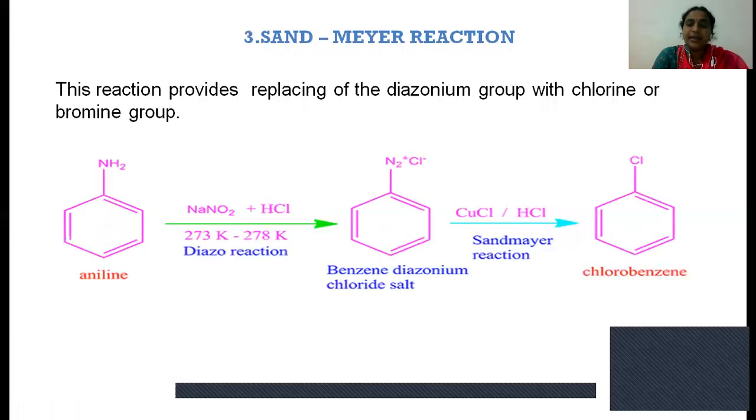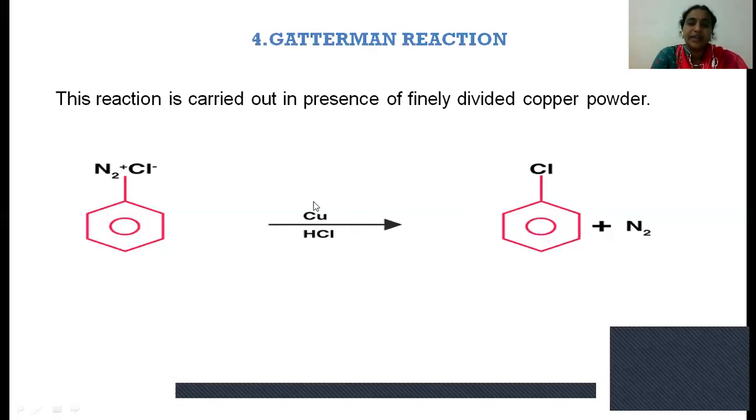In the Sandmeyer reaction, we are taking the reagent as cuprous chloride or cuprous bromide, whereas in the Gattermann reaction, we are taking copper powder, which is acting as a catalyst. And in the presence of HCl, by using this reaction, we can prepare chlorobenzene.